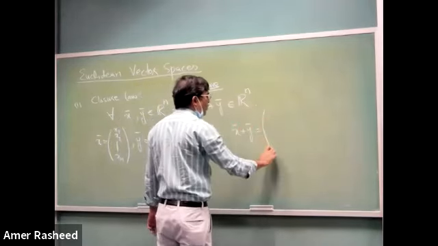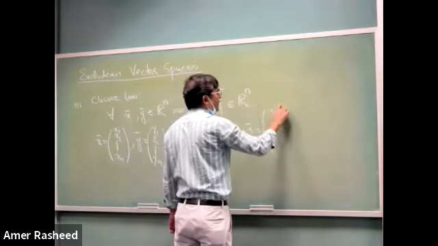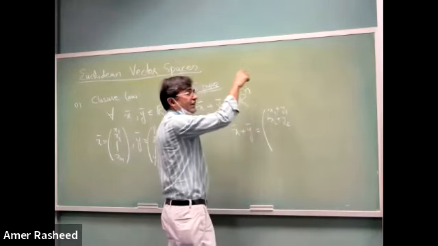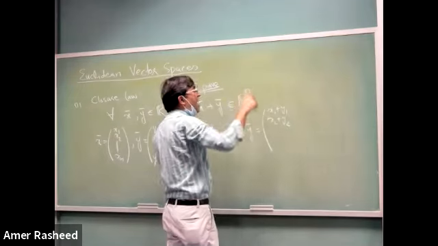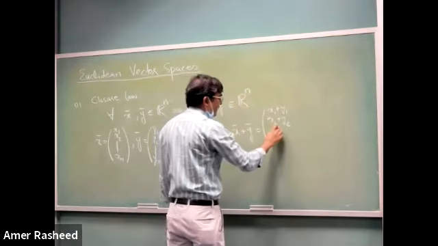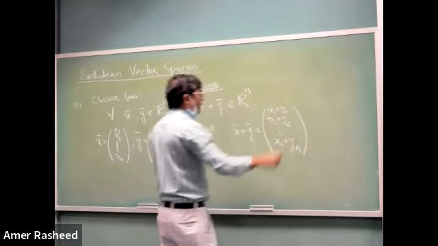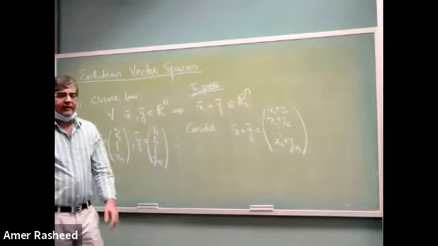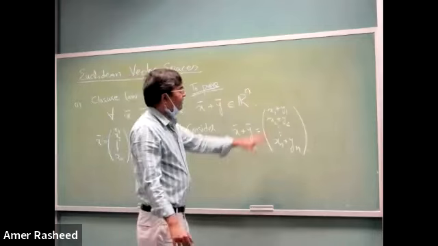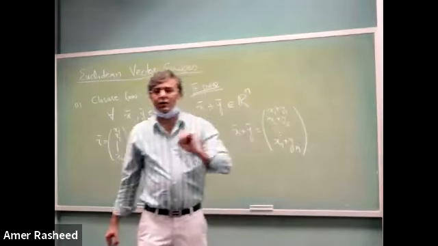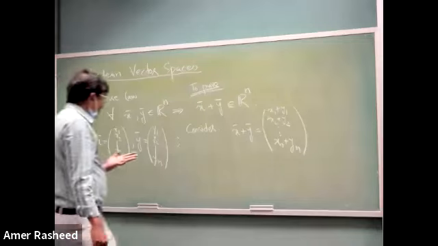What is x plus y? It is x1 plus y1, x2 plus y2, according to the definition we have defined earlier of how to add two vectors, and so on, xn plus yn. Now, can anyone tell me whether this vector belongs to Rn or not? It does. Why does it belong to Rn?